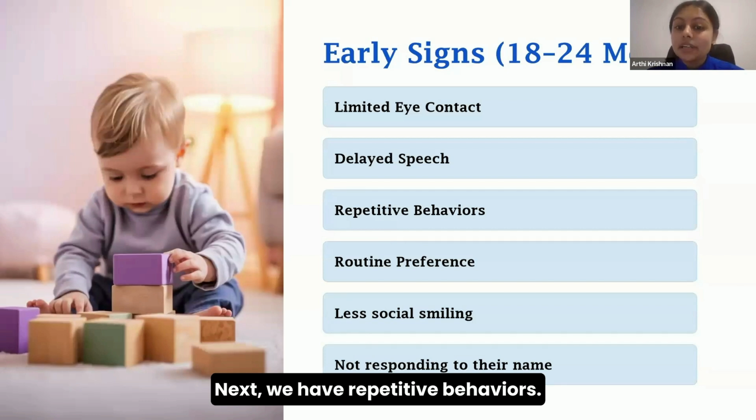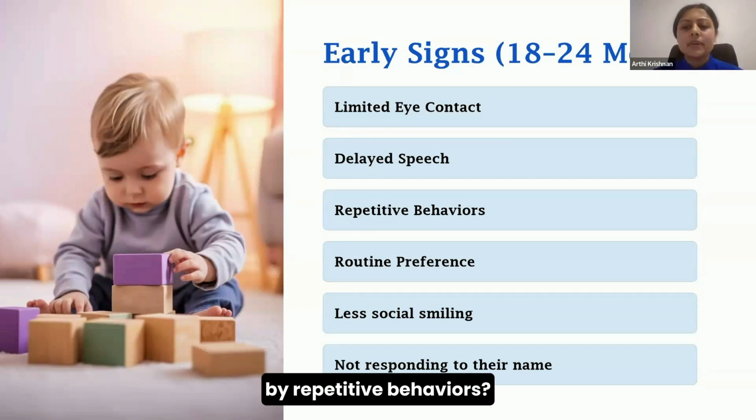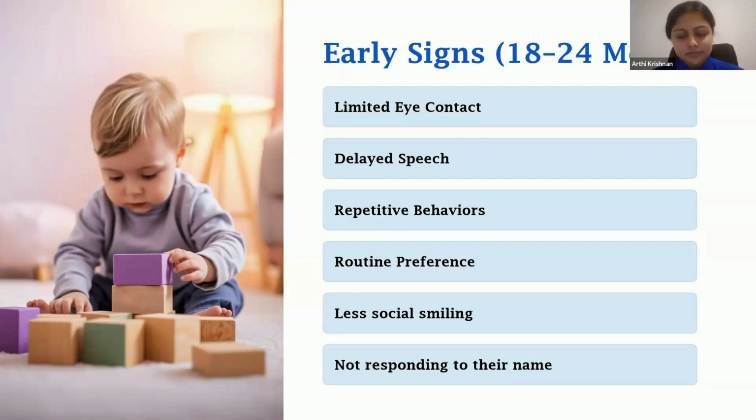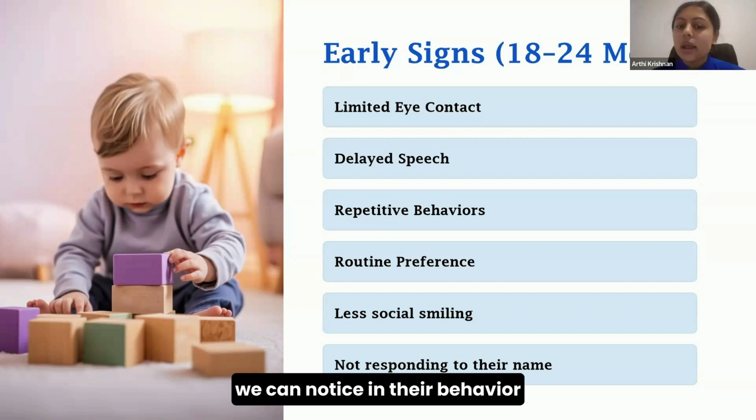Next, we have repetitive behaviors. What do we mean by repetitive behaviors? When individuals engage in one particular activity or one particular behavior over and over again. What are some examples of repetitive behavior? What can individuals with autism spectrum disorder do? There can be repetitive head nodding, repetitive body rocking, repetitive nail biting, or they may engage in repetitive play behavior where they prefer certain toys and they repeatedly engage with those particular toys. This is something that we can notice in their behavior.